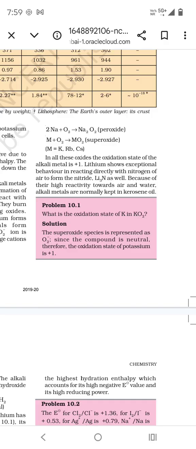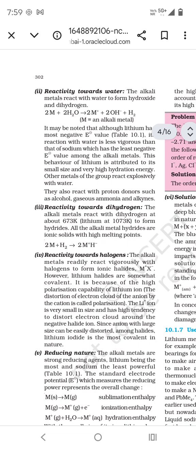Lithium shows exceptional behavior in reacting directly with nitrogen of air to form the nitride, Li3N, as well. Because of this high reactivity towards air and water, alkali metals are normally kept in kerosene oil.